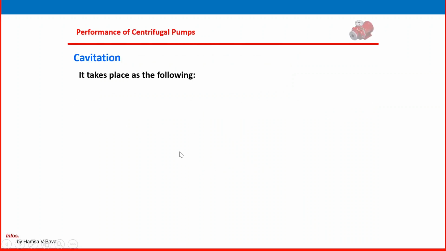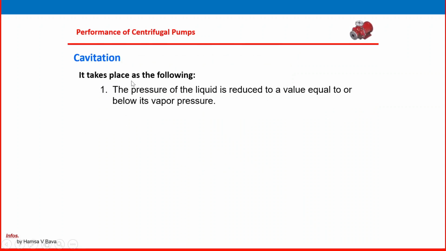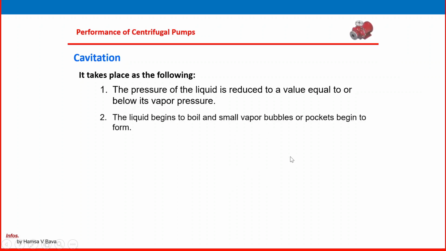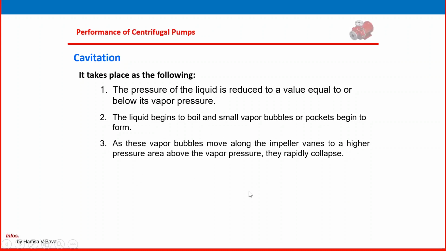One more point is cavitation. It takes place as follows. The pressure of the liquid is reduced to a value equal to or below its vapor pressure. Whenever the suction pressure is equal to or below the vapor pressure, cavitation can start. Next, the liquid begins to boil and small vapor bubbles or pockets begin to form. Third, as these vapor bubbles move along the impeller vane to a higher pressure area above the vapor pressure, they rapidly collapse.